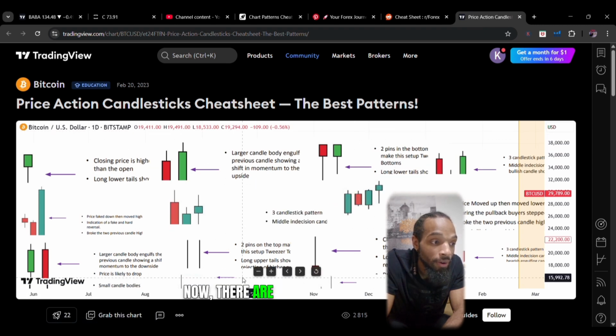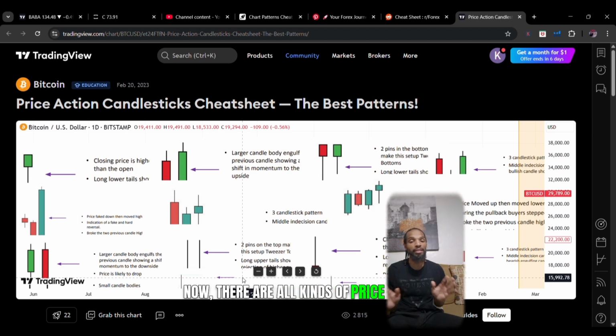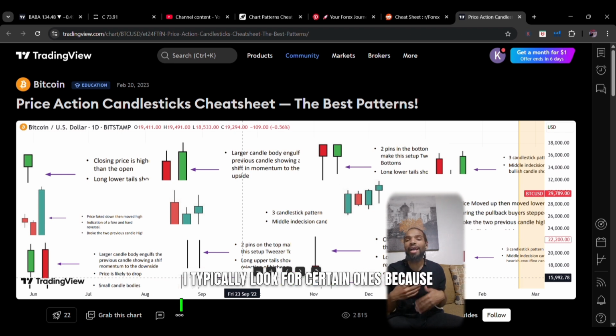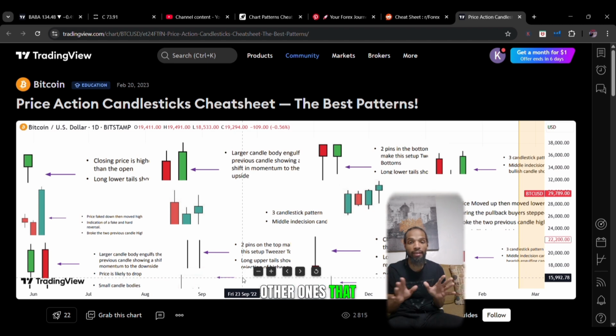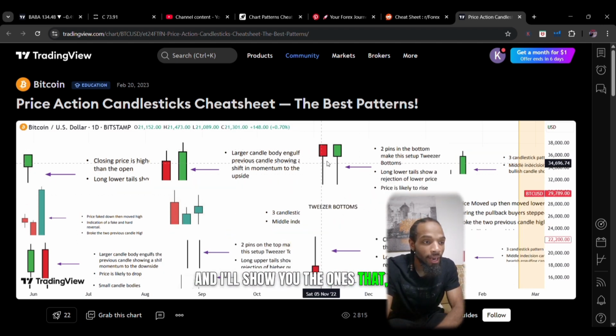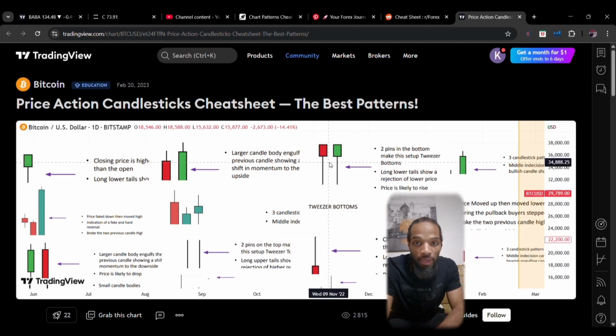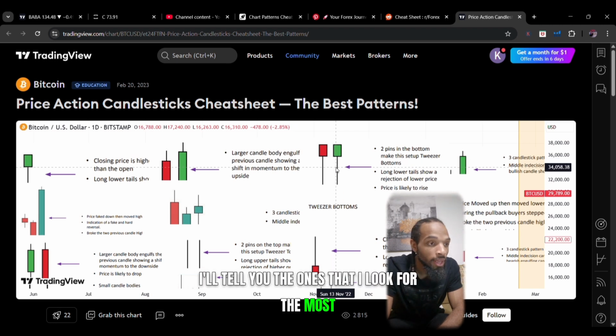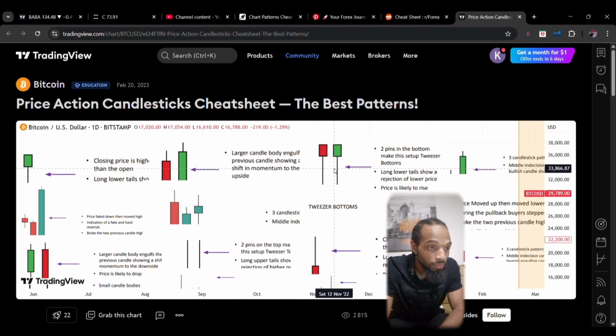Now, there are all kinds of price actions. I typically look for certain ones because I see those more commonly than all these other ones that they say you should look for. And I'll show you the ones that, if we come across them, I'll tell you the ones that I look for the most. And here goes one right here.